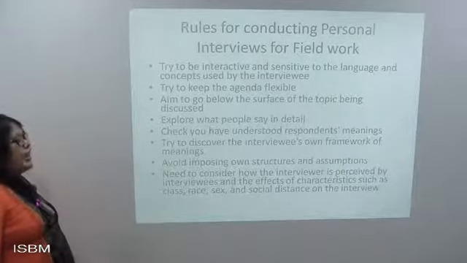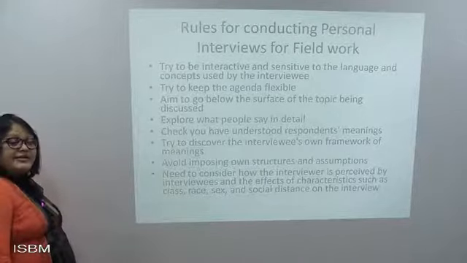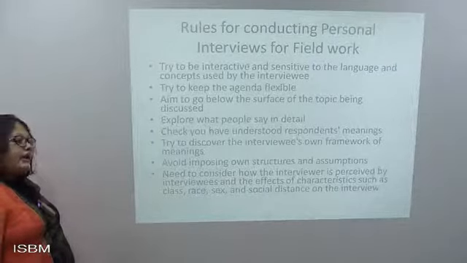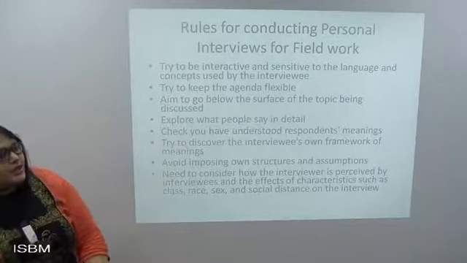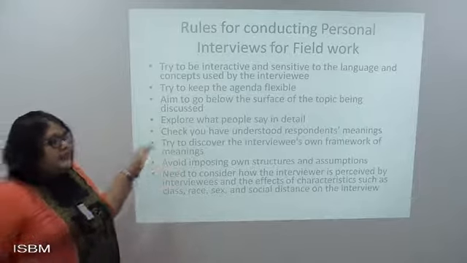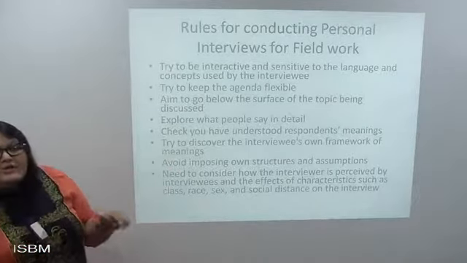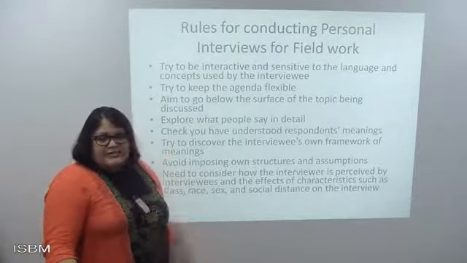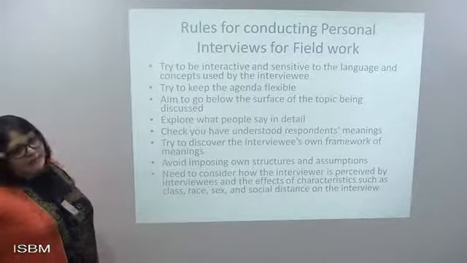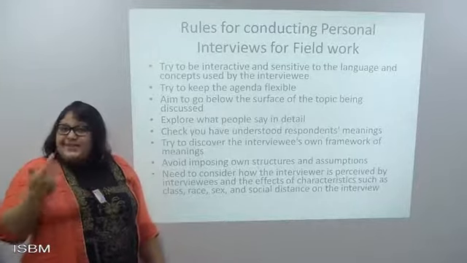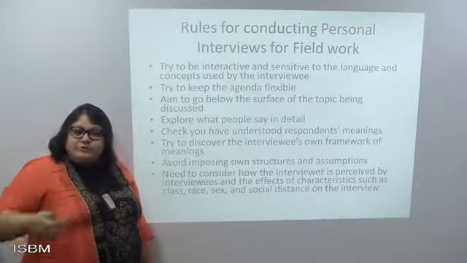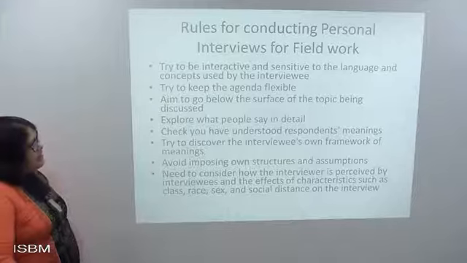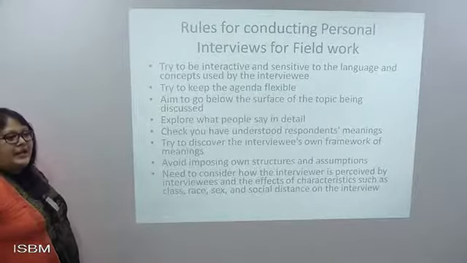Now check whether you have understood the respondent's meaning. For example, many of the respondent's statements might have a double meaning. Sometimes, due to language barriers, it might not be technically possible for you to understand the inner workings of what the respondent is actually trying to say. So you need to make yourself clear on what you intend to study, what is the hidden meaning that the respondent is trying to convey, and so on. Then you try to discover the interviewee's own framework of meaning.